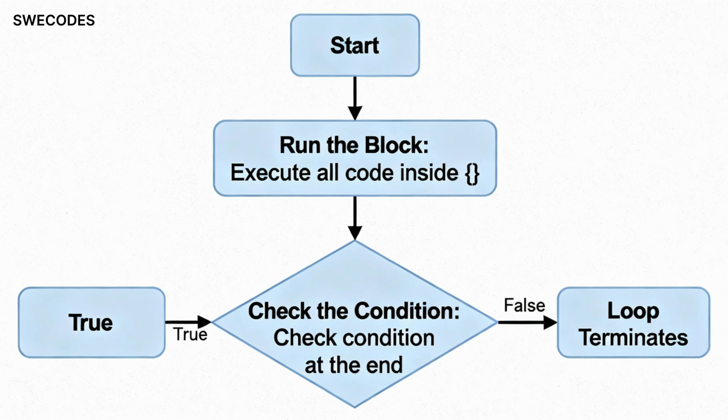The logic is flipped. Run the block. It executes all the code inside the curly braces first. Then it checks the condition at the end. If true, it goes back to the do and runs the block again. If false, the loop terminates.